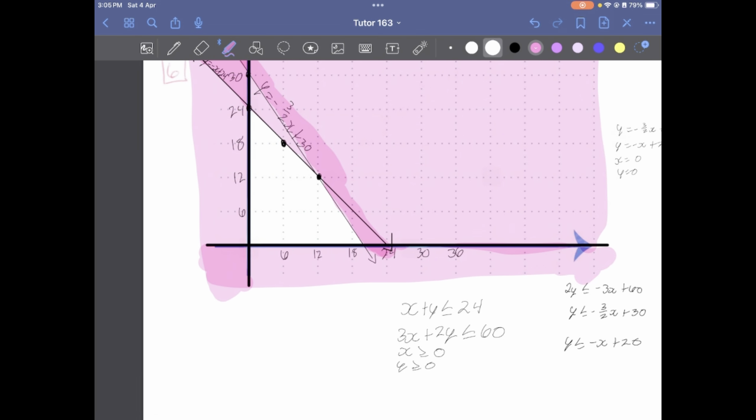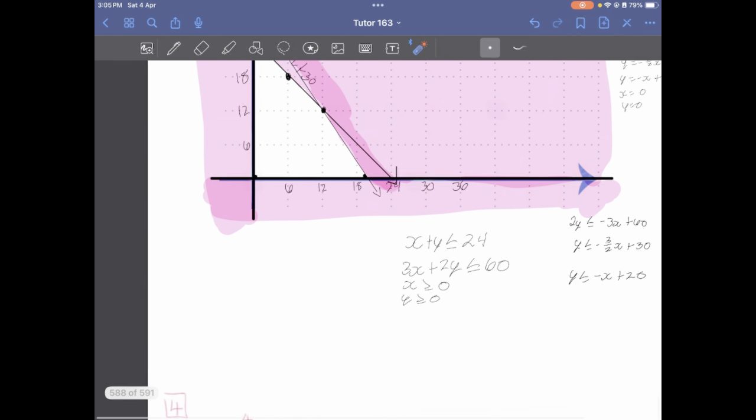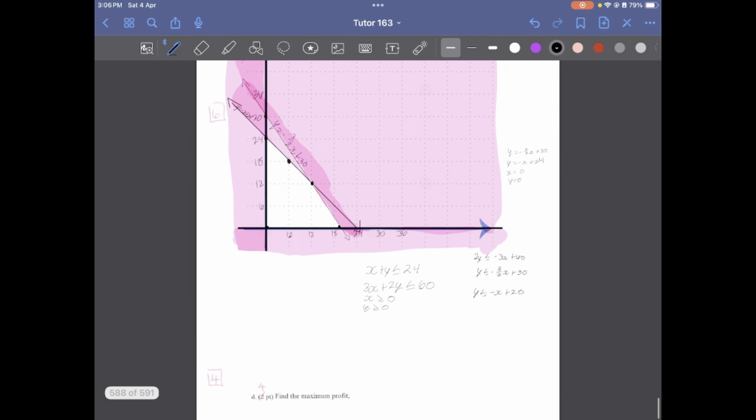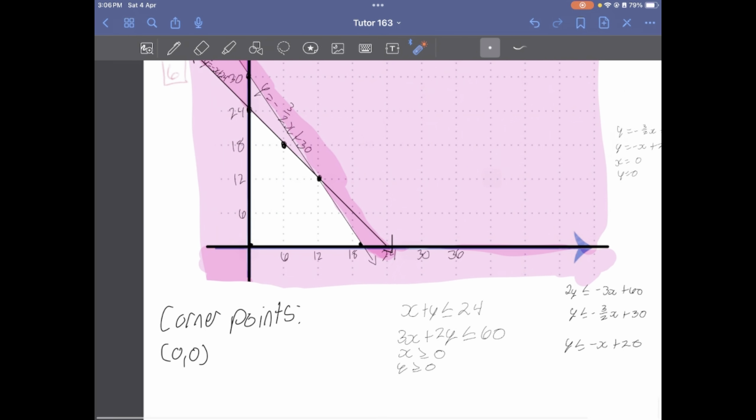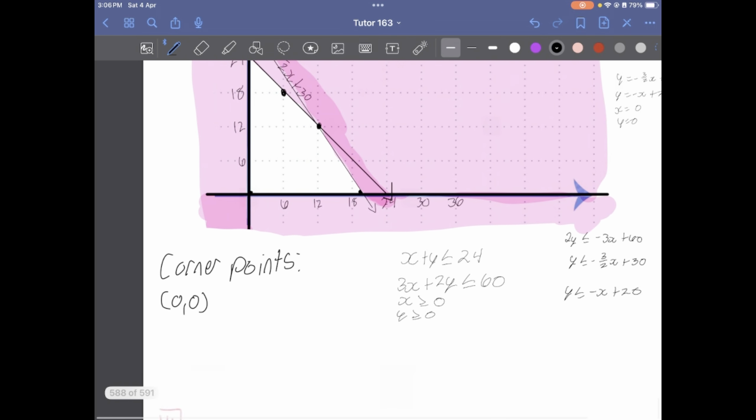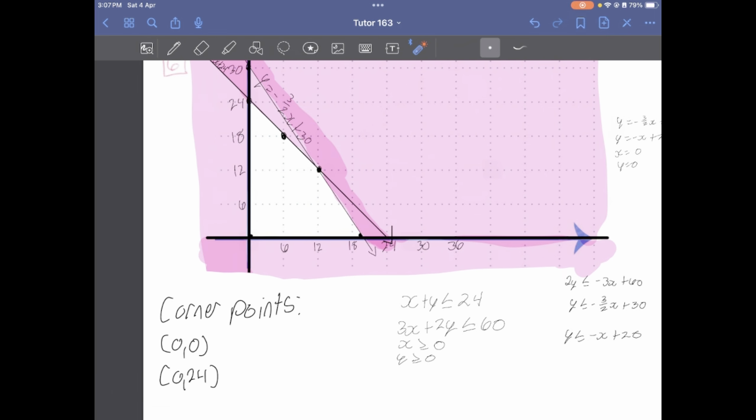So what we're going to do now is point in our corner points. So you see, we have a corner point right here, right there. And then you see 1, 2, 3 right there. So we're going to point in our corner points, and our corner points are where two different lines are intersecting, right? So you see right here, there's a corner point right here, that's 0, 0. There's a corner point right here, that's 0, 24. There's a corner point right here, that's 12, 12.